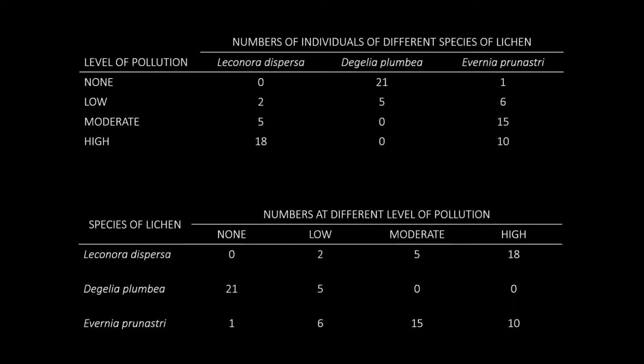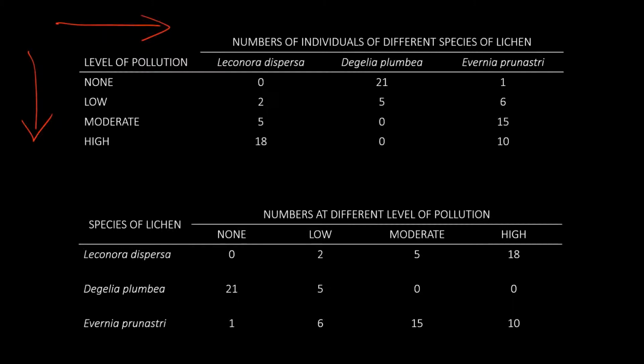Now psychologists say that if you are following trends, it's easier to read from top to bottom than from left to right. So in the top table, first of all, let's just have a look at the table. It's quite clear what it is. You've got three different species of lichen, and you've got 4 different levels of pollution, and you're comparing numbers of each of the lichens at the different levels of pollution.